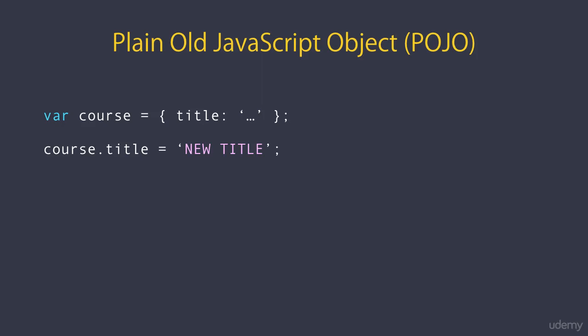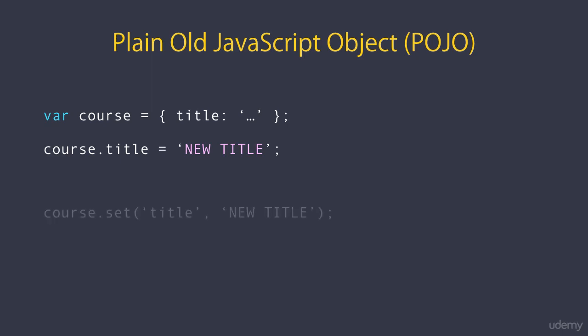So how does Angular know when one of our models is changed? Well, this is a fairly complex problem and it's something that every front-end framework has to deal with. And each framework has a different solution to this problem. In Angular, we use plain old JavaScript objects or POJOs for our models.